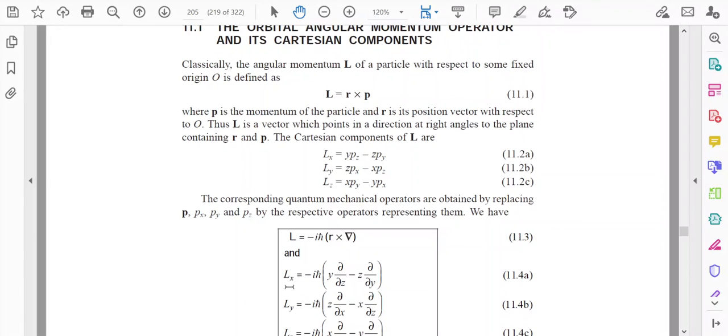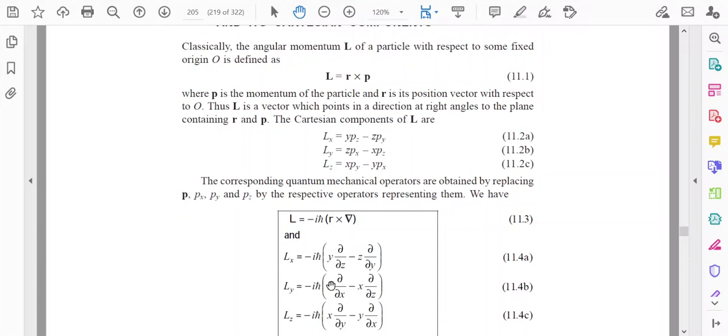So, this is for Lx, and in a similar manner we can also express Ly and Lz in operator representation. So, these are the operator representations for Lx, Ly and Lz. And similarly, we can also write the operator representation for capital L, this one. So, this is for 3 dimensions.